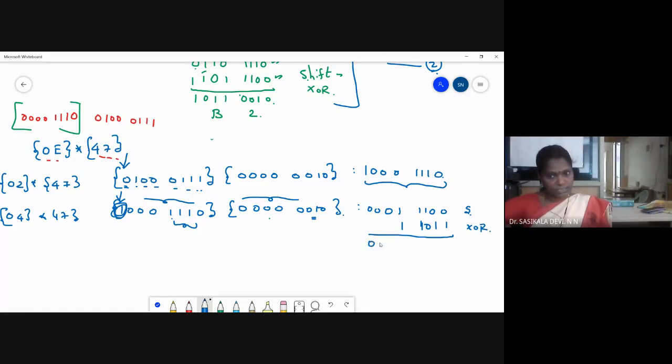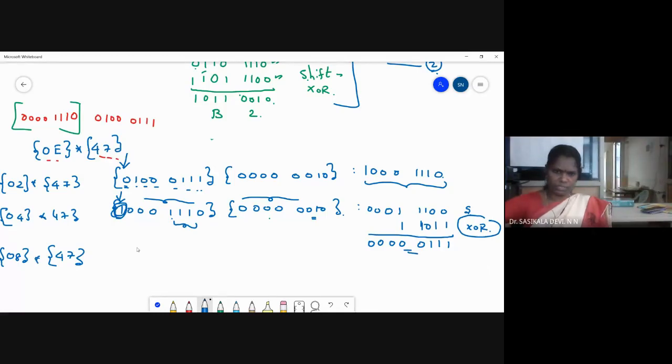So the result is 0000, and this will be 0111. When the most significant bit is 0, the subsequent operation won't require any additional XOR. So 00000, and 1 XOR 1 is 0, 1 XOR 1 is 1. Now this one is to be multiplied again by 2. If it is multiplied by 2, you will get the effect of 47 multiplication by 8.